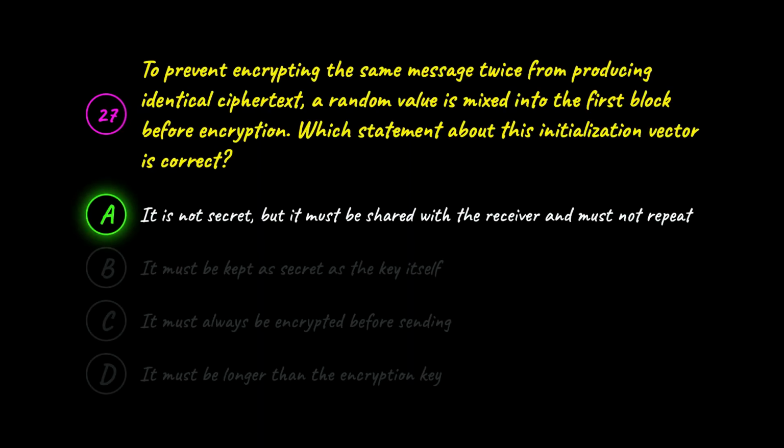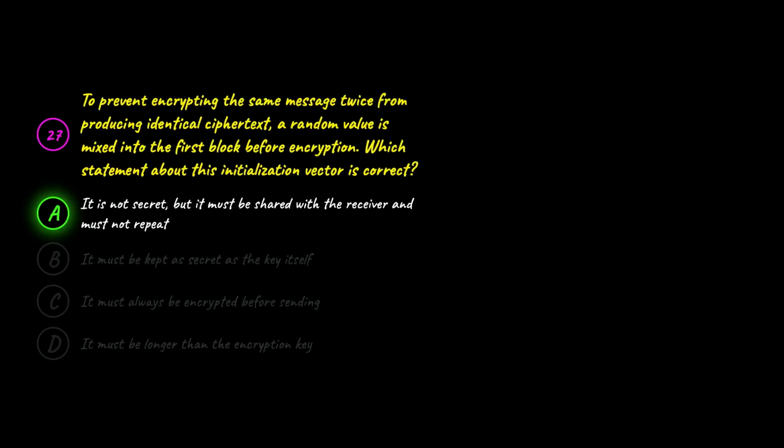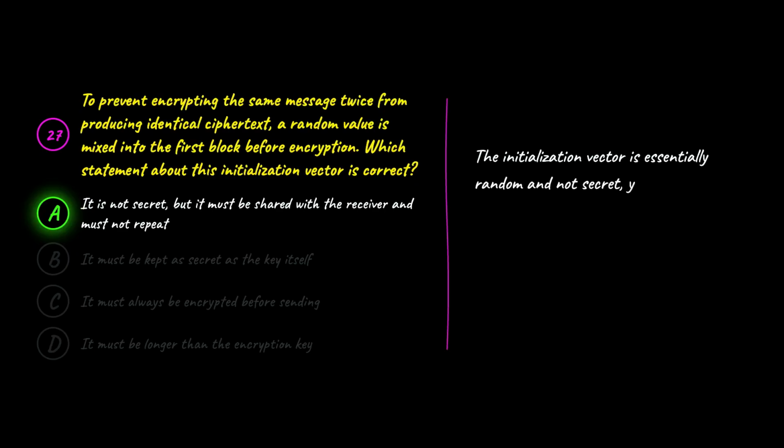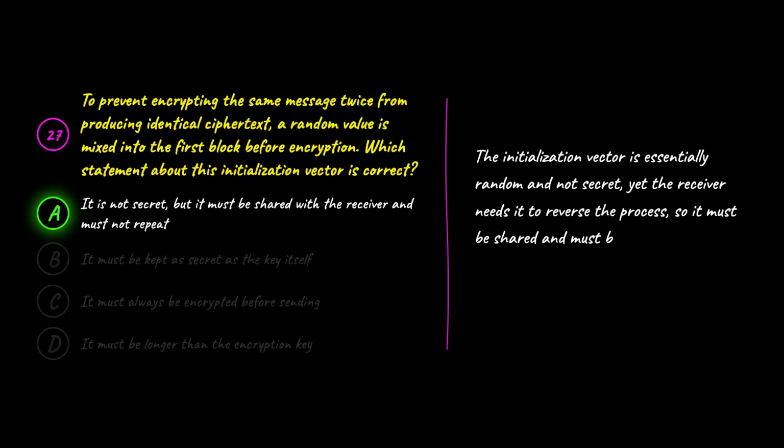The correct answer is A. It is not secret, but it must be shared with the receiver and must not repeat. A is correct because the initialization vector is essentially random and not secret, yet the receiver needs it to reverse the process. So it must be shared and must be unique per message. Reusing it reintroduces the patterns it was meant to destroy.